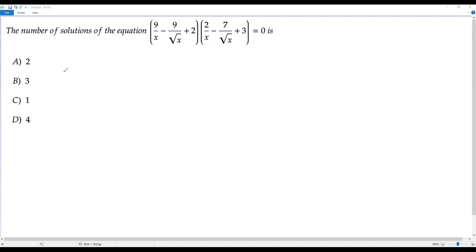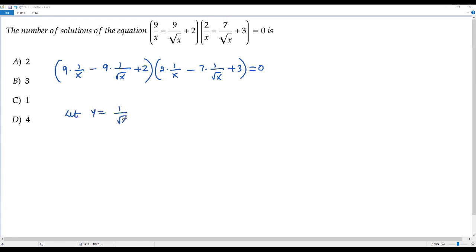Okay, so in my first step, I'm going to write this 9/x as 9 times 1/x, and this 9/√x can be written as 9 times 1/√x, plus 2 times, and this 2/x can be written as 2 times 1/x, this 7/√x can be written as 7 times 1/√x, plus 3 equals 0. Okay, now let me assign a new variable for this 1/√x, that is, let y equal 1/√x.